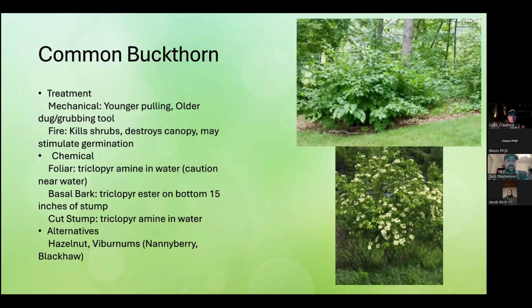Some ways to treat common buckthorn. It's mechanical, and you can pull the younger ones. Older ones, dig with grubbing tools, if you're trying to get that out. Most of these are wanting the root system to be completely gone. Fire will kill the shrubs and destroy the canopy, but it may stimulate germination.